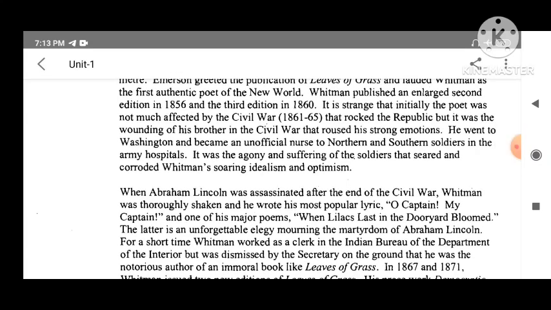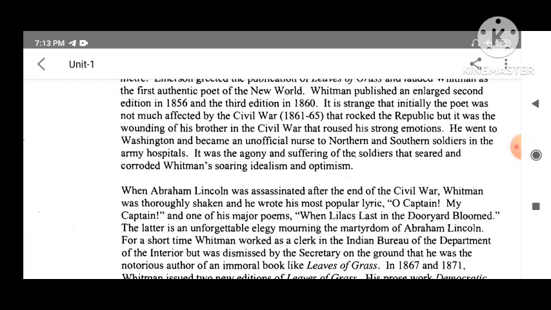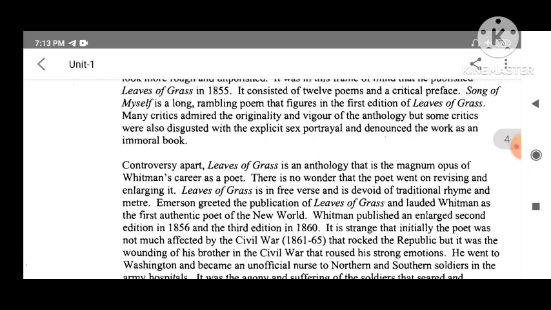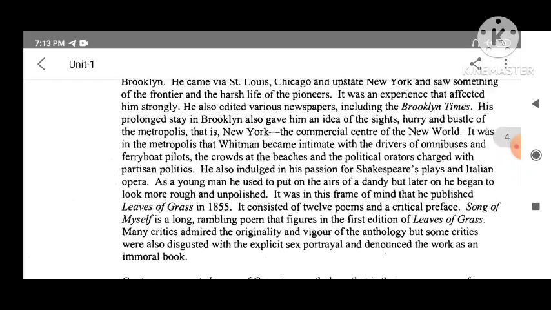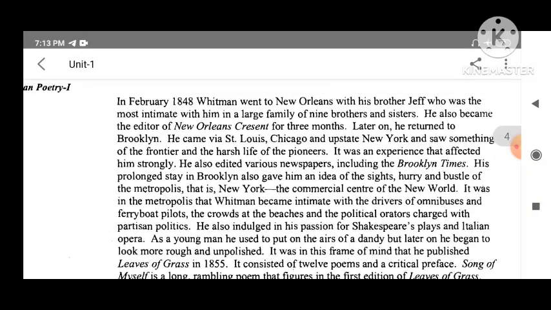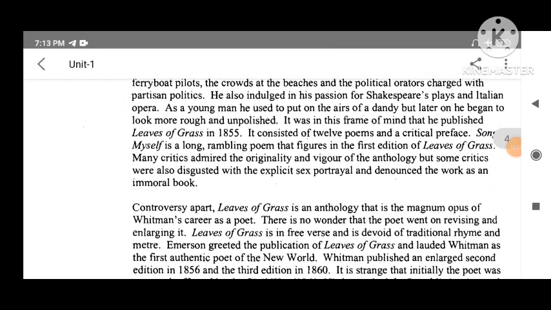It's strange that initially the poet was not much affected by the Civil War, 1861 to 65, that rocked the Republic, but it was the wounding of his brother in the Civil War. So here in this paragraph we have read his brother's name was Jeff. He moved to New Orleans with his brother.